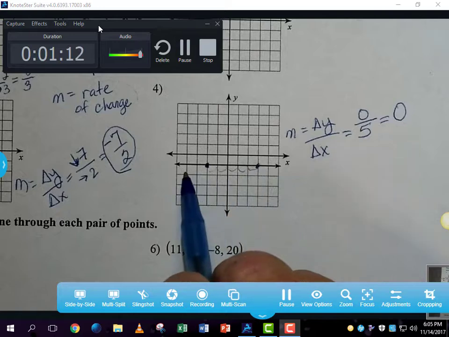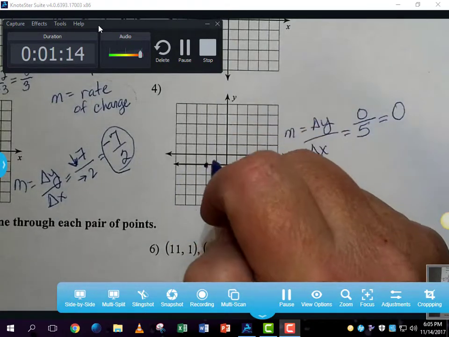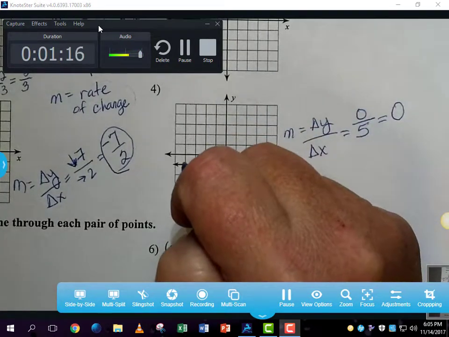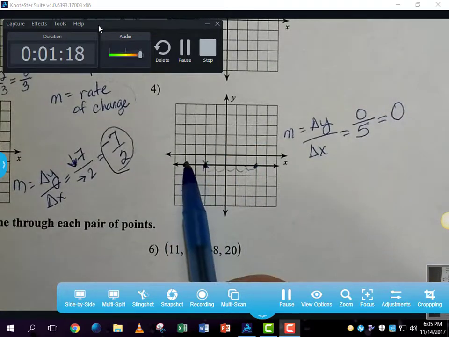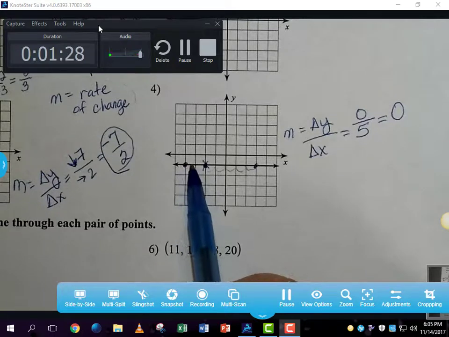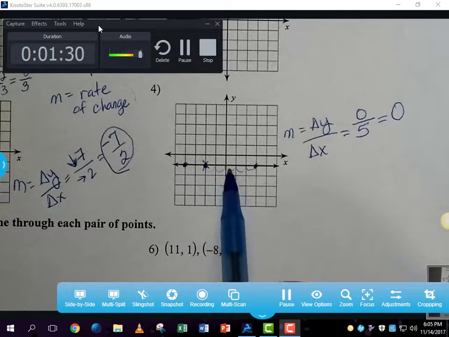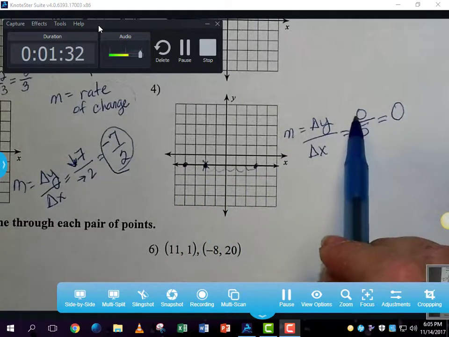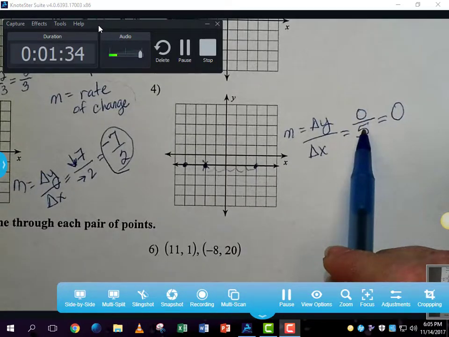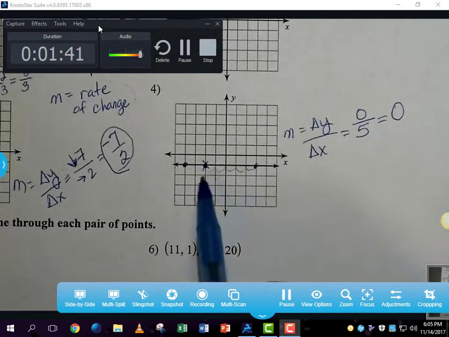What if you would have chosen this point instead of this? Okay, what if you would have chosen this over here? Well, still, I would move up 0, or you could say I would move down 0. I just don't move up or down. And then I would move over 1, 2, 3, 4, 5, 6, 7. So then I'd have 0 divided by 7. 0 divided by any number is 0. So in this case, the slope is 0.